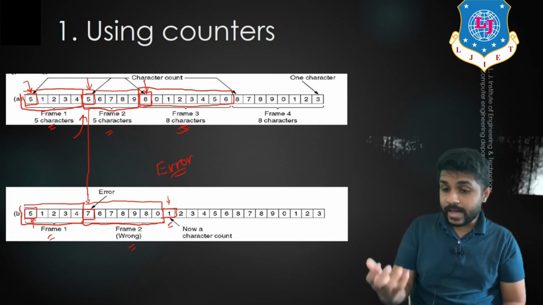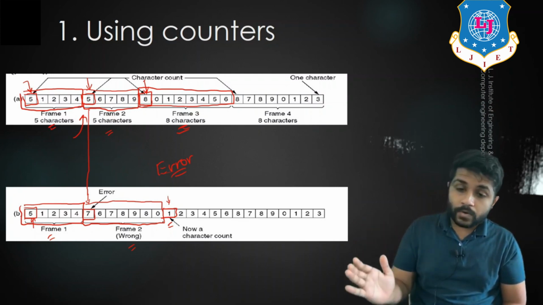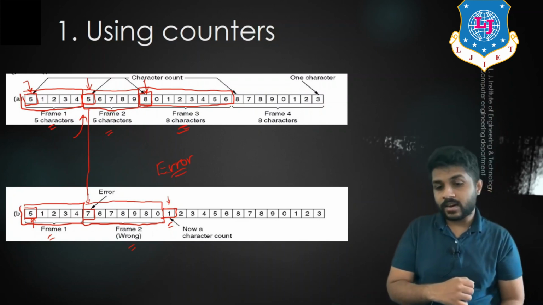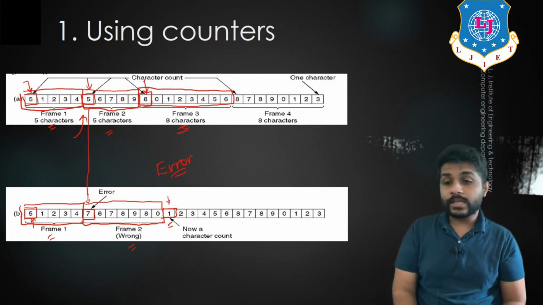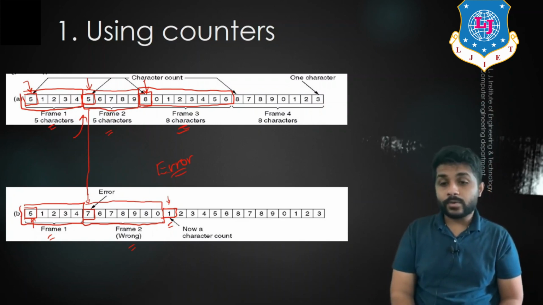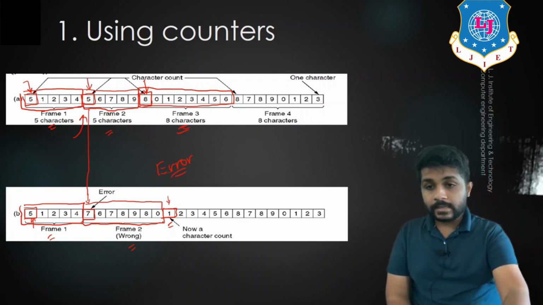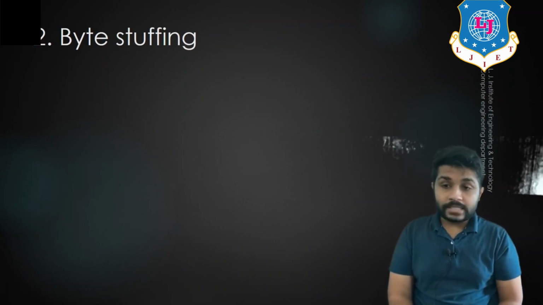But if there is an error, the whole stream of characters will get corrupted. Okay, so this is the biggest disadvantage of using the character count method. Now let's see the next method, which is byte stuffing.